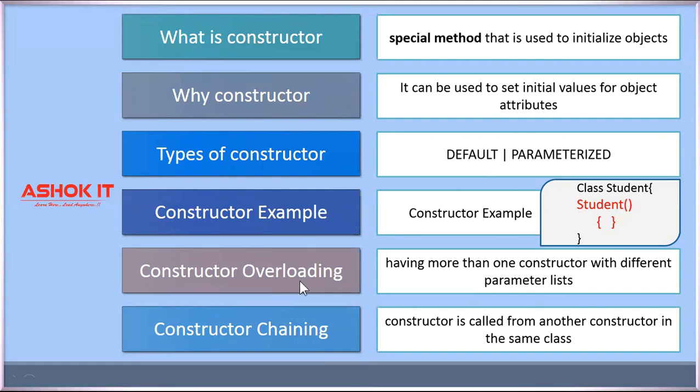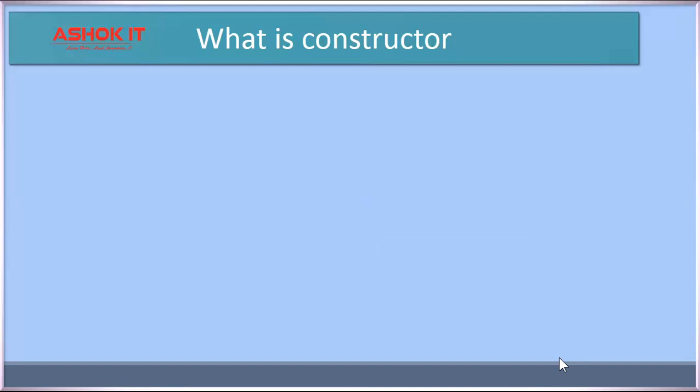And constructor overloading: when we have more than one constructor with different parameters in the class, it is called constructor overloading. And when we call a constructor from another constructor, it is called constructor chaining. So let's see what is a constructor.